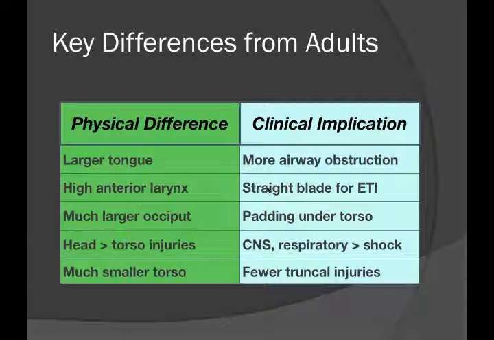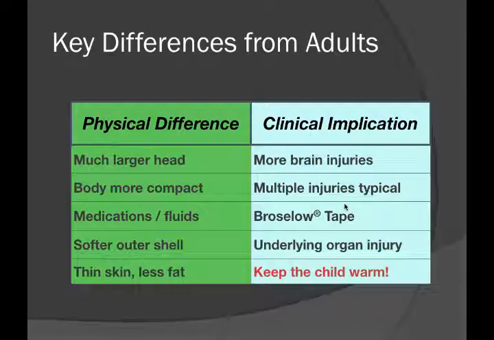And so a few more key clinical differences. Larger tongue, so more likely to have airway obstruction without BLS airway maneuvers. A higher larynx. We talked about the larger occiput. Head injuries can be more common than torso injuries. The way that I think about this is that children are kind of like darts. And just because of that heavy head, they're more likely to hit that first, especially if there's a fall or an ejection.